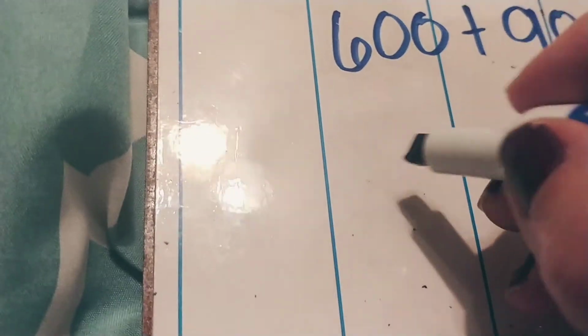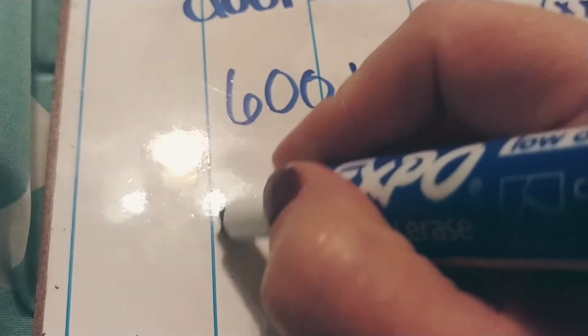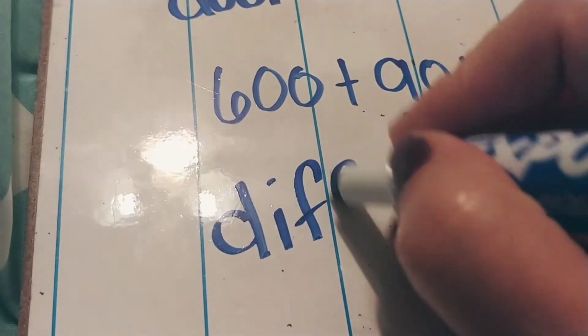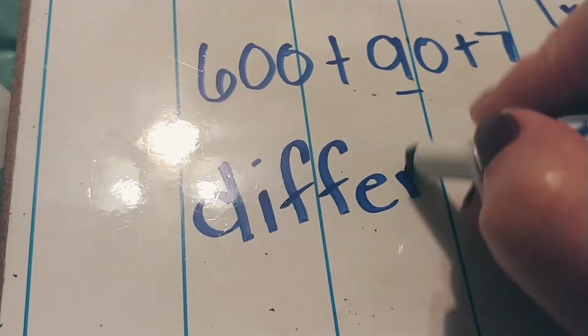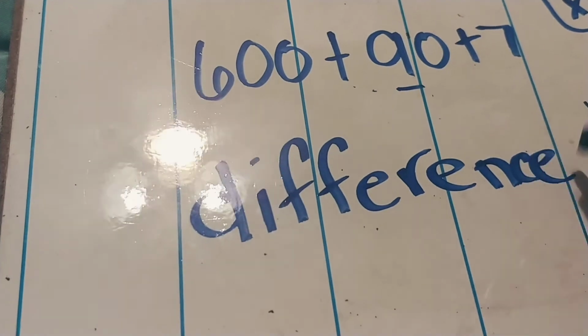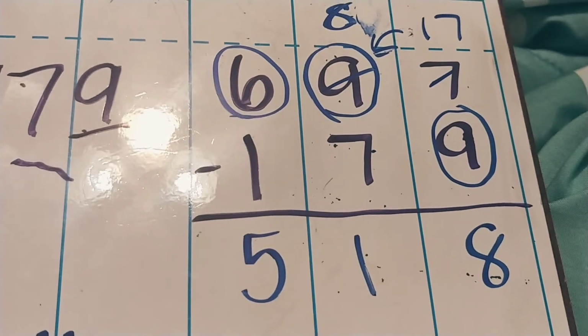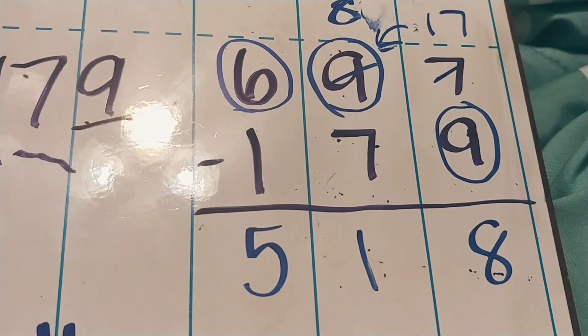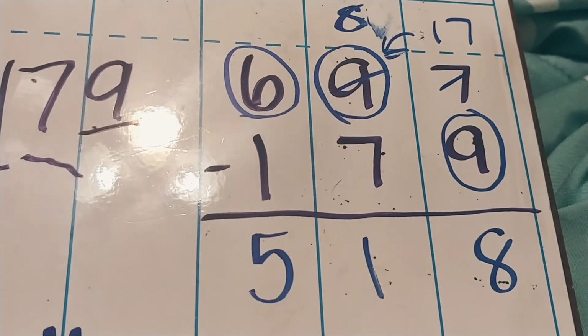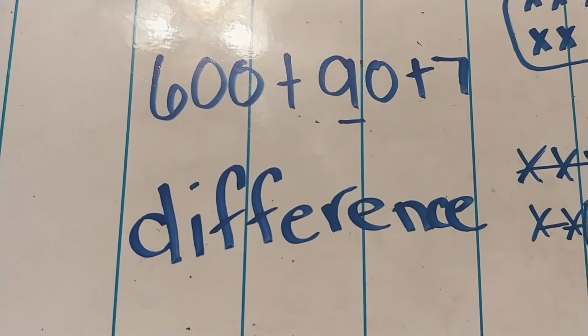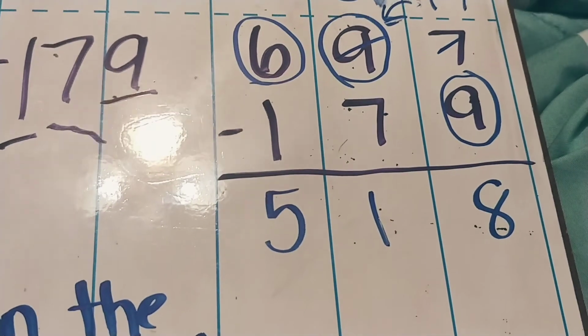So now, as I've said before, the difference, which is the answer to a subtraction problem, of the problem 697 take away 179 is 518. So the difference is 518. Let me go back to that. The difference is 518.